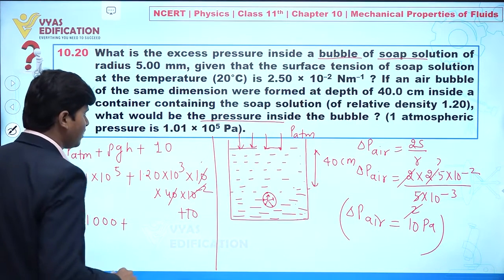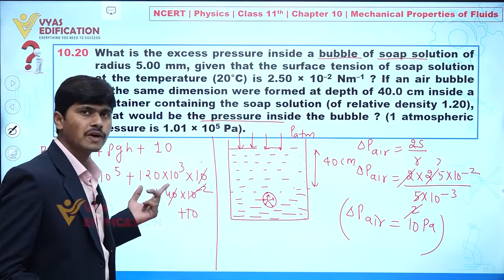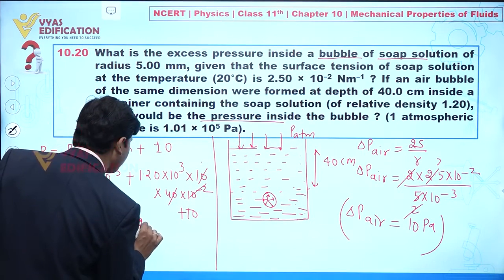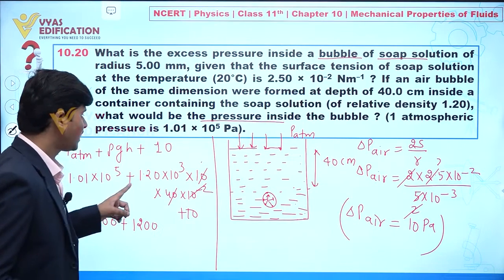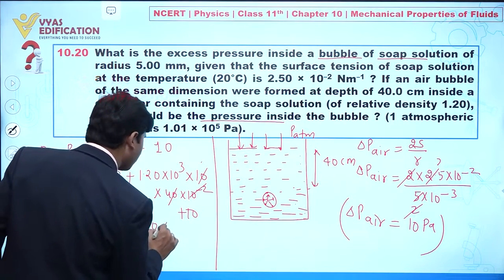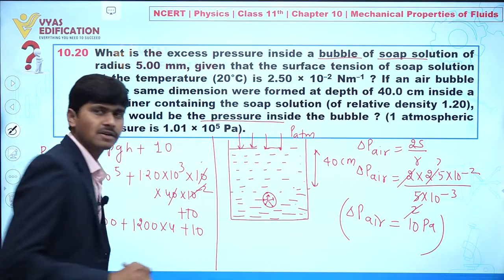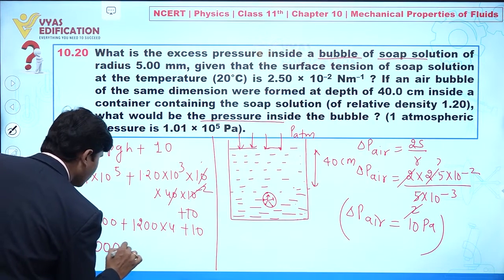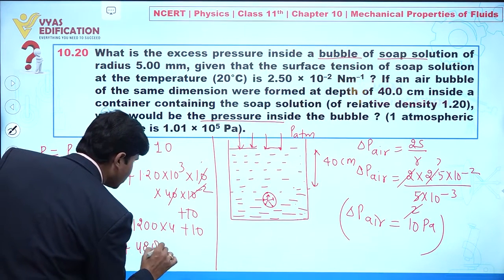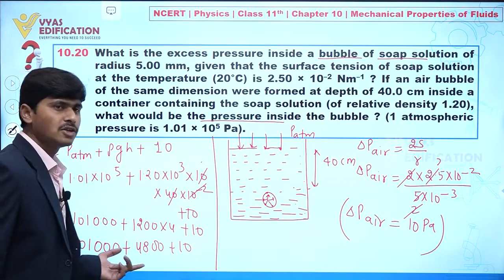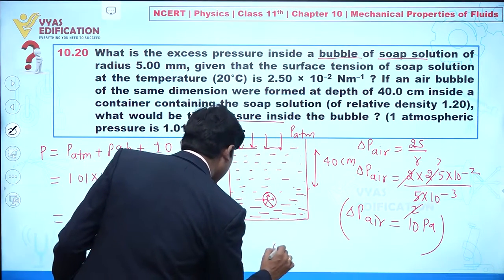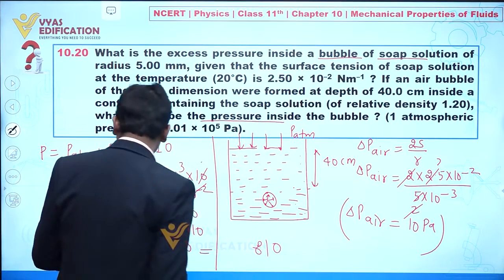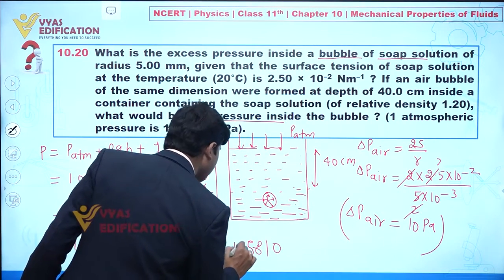101,000 plus, if you multiply this 1.20 with 1000, I can say 1200, clear? And multiplied with 4 plus 10. So now the final value we are getting is 0 0 0 plus 4800 plus 10. Clear? If you add directly, you can say here we have 0, at the end we have 1, then we have 8, then this is 5 and 1 0.